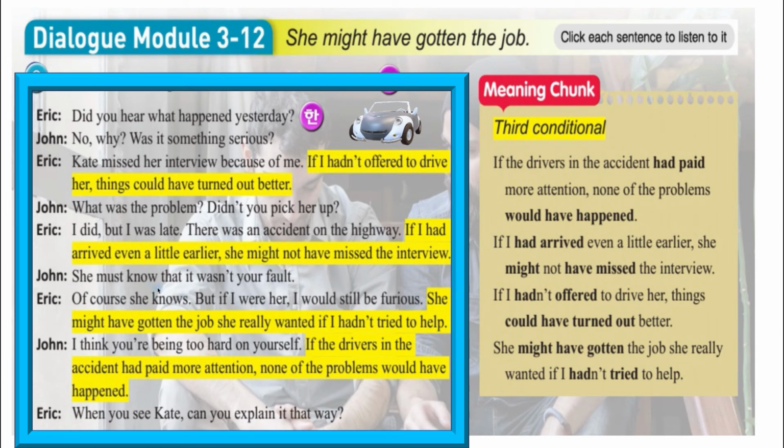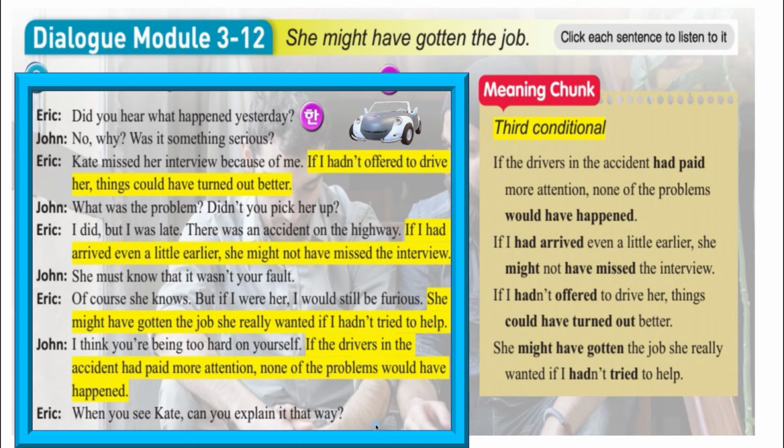She must know that it wasn't your fault. Of course she knows, but if I were her, I would still be furious. She might have gotten the job she really wanted if I hadn't tried to help. I think you're being too hard on yourself. If the drivers in the accident had paid more attention, none of the problems would have happened. When you see Kate, can you explain it that way?